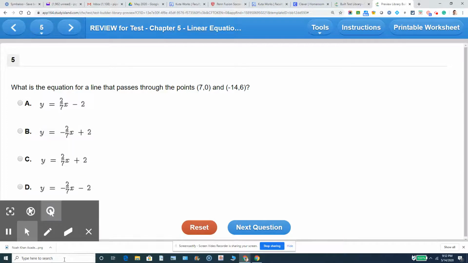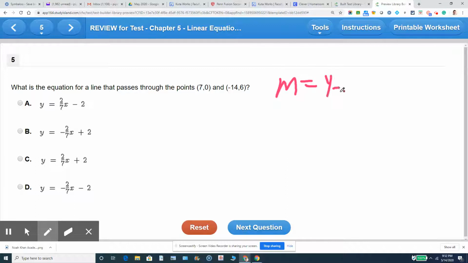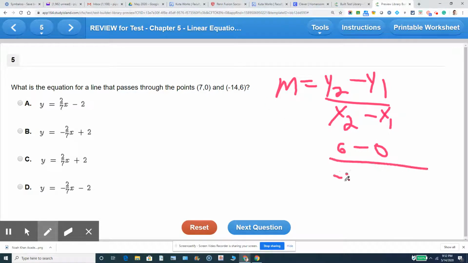Okay, what is the equation of a line that passes through these points? The first thing you have to find is the slope. Now, again, because this is the review, I'm going to save a little bit of time by using y2 minus y1 over x2 minus x1. I'm not going to label the points for sake of time, but you should label these x1, y1, x2, y2. So it'd be 6 minus 0 over negative 14 minus 7. So I get 6 over negative 21. If you reduce that, 3 goes into both of these, so it's going to be negative 2 over 7.